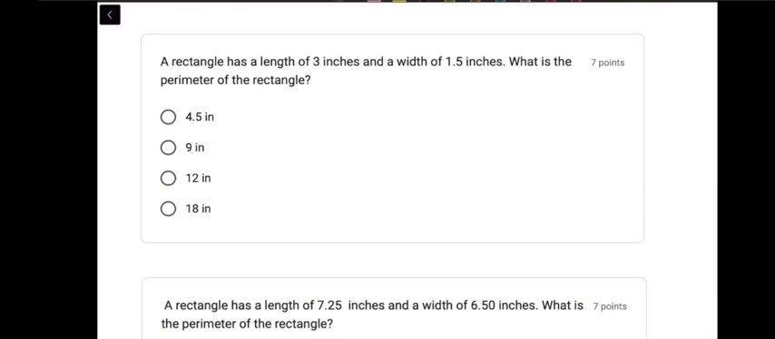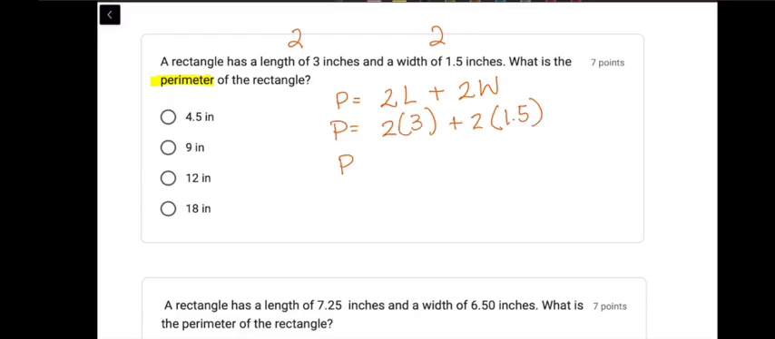In this problem, a rectangle has a length of 3 inches and a width of 1.5 inches. What is the perimeter of the rectangle? When you're working with perimeter, it means that you're going to add up all the sides. In a rectangle, you have 2 identical lengths and 2 identical widths. So the perimeter of a rectangle is the same as 2 lengths plus 2 widths. So perimeter will equal 2 times the length of 3 plus 2 times the width of 1.5.